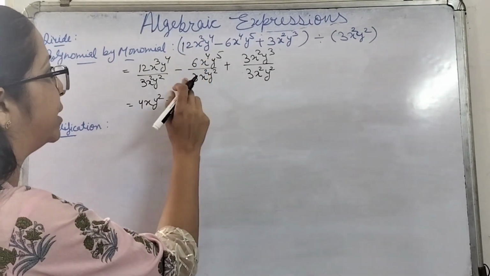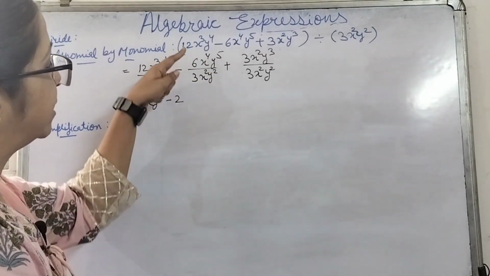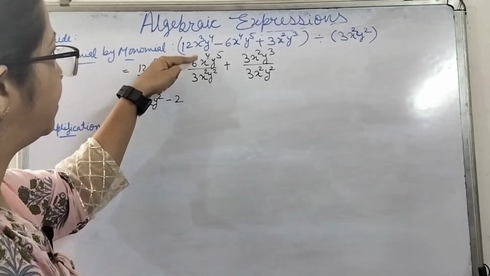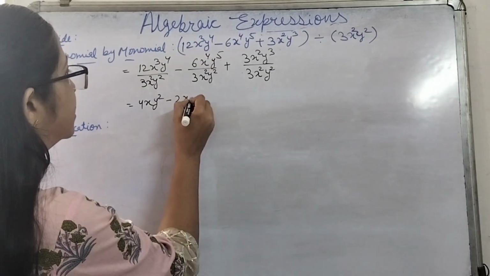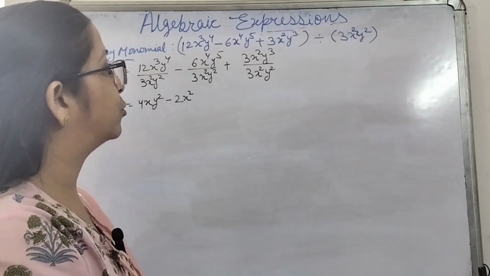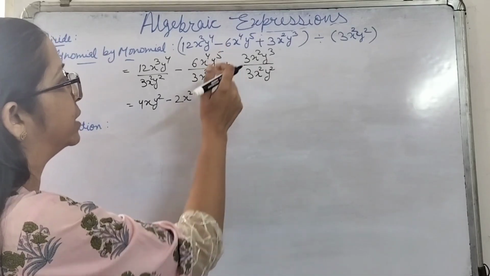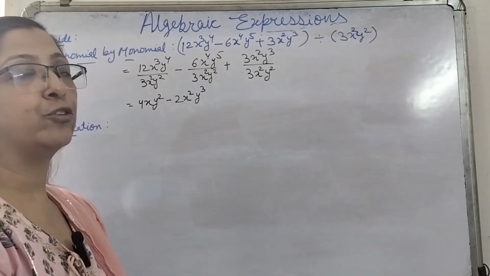Minus 6 divided by 3 will be your 2. 3 2s are 6, so it will be 2. Now x raised to the power 4 and here x raised to the power 2. So bases are same, powers will be subtracted. X raised to the power 4 minus 2, that is x square. Y raised to the power 5 divided by y raised to the power 2. Again bases are same, so powers will be subtracted. Y raised to the power 5 minus 2, that is y raised to the power 3.